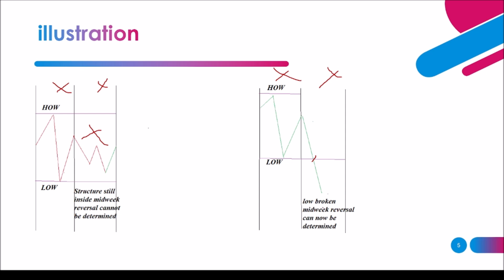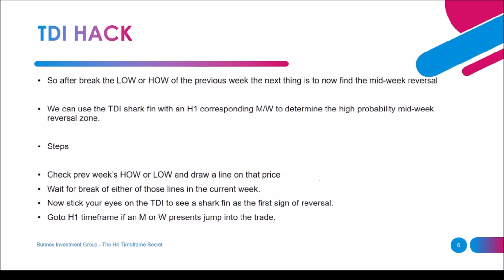So the low has been broken, therefore midweek reversal can now be determined. If this happens, we can now determine where we are going to see a midweek reversal, right? So how do we determine that midweek reversal? We use the TDI. So after breaking of the low or high of the previous week, the next thing is now to find the midweek reversal.